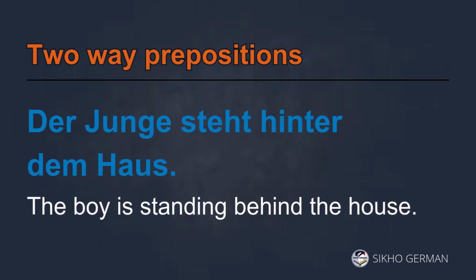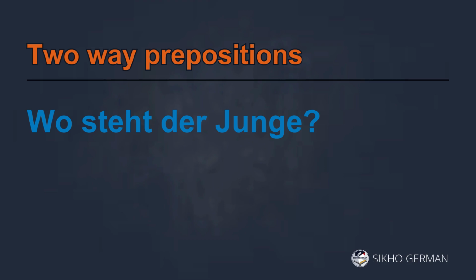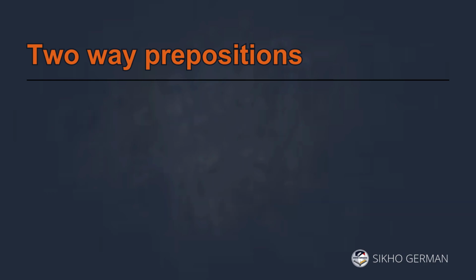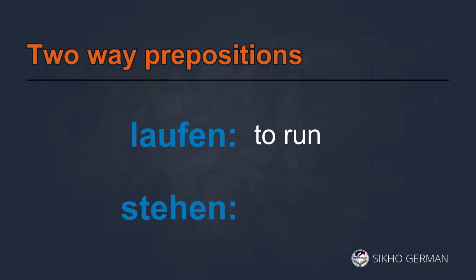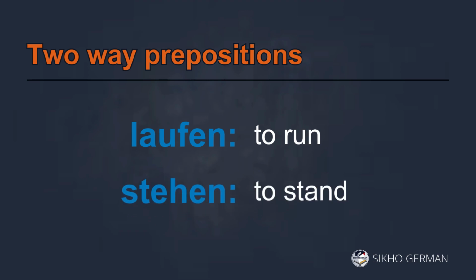Der Junge steht hinter dem Haus. The boy is standing behind the house. This uses dative because there's no movement. The boy is already positioned behind the house, just standing there. Wo steht der Junge? Where is the boy standing? Answer, hinter dem Haus. The neuter das becomes dem in dative, showing static position. Movement verbs like laufen, to run, equal accusative. Position verbs like stehen, to stand, equal dative.